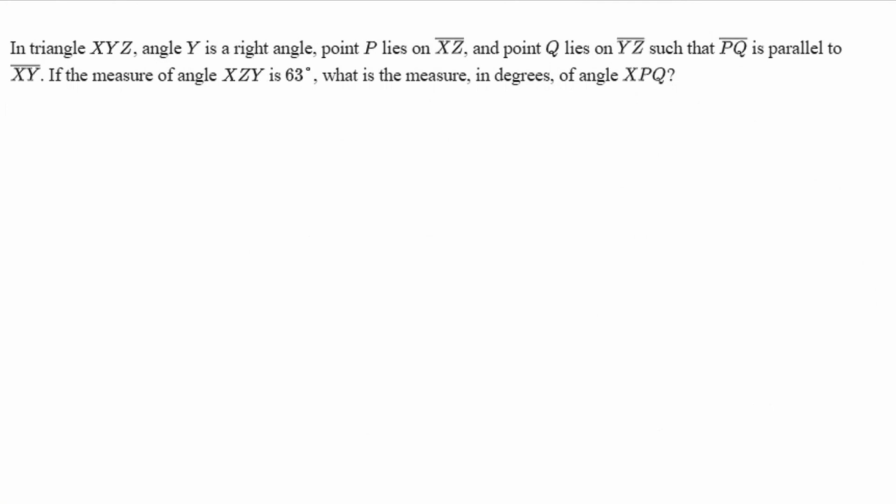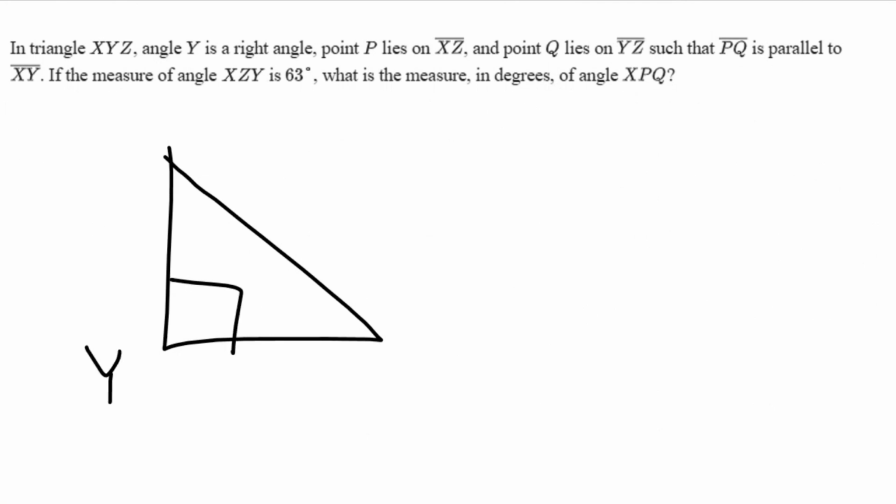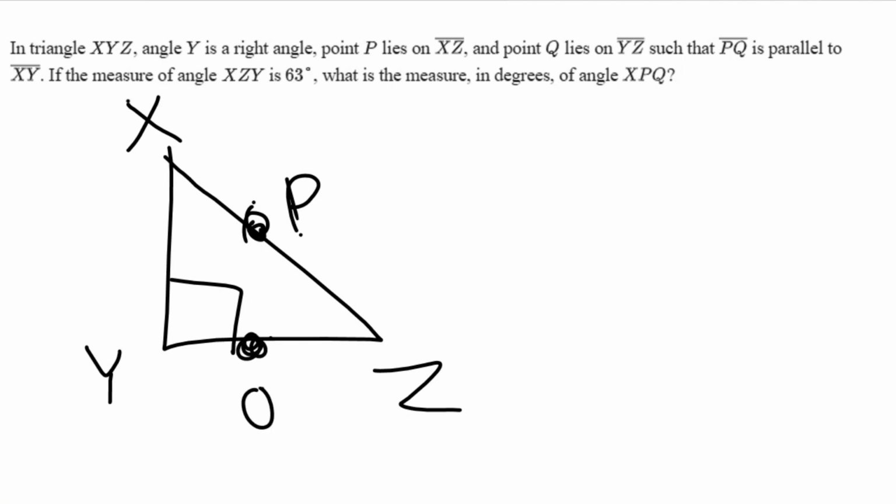In triangle XYZ, angle Y is a right angle. Point P lies on XZ. Okay, so let's go ahead and mark this out. Y is a right angle, so we have Y. You have X, and you have Z. Angle Y is a right angle. Point P lies on XZ. You have XZ right here. So point P is going to lie some point on here. Point Q lies on YZ, such that PQ is parallel to XY. So you're going to have something like that, such that these two are parallel to each other.